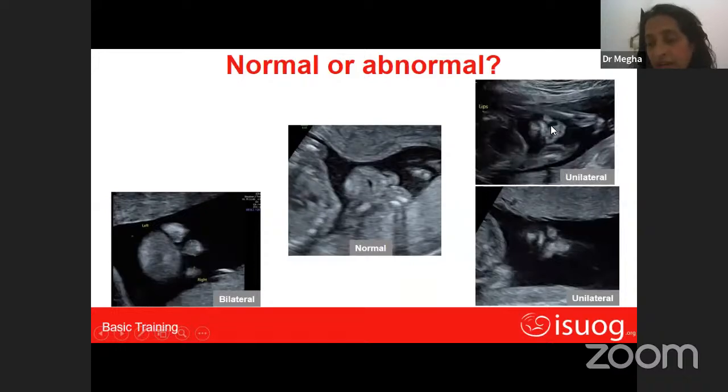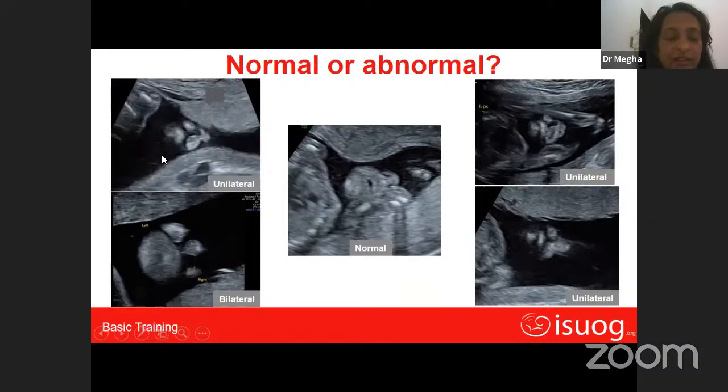That's again a unilateral cleft lip here. And this is a slightly larger unilateral cleft lip, the distorted tip of the nose, the upper lip with the cleft, and the lower lip.